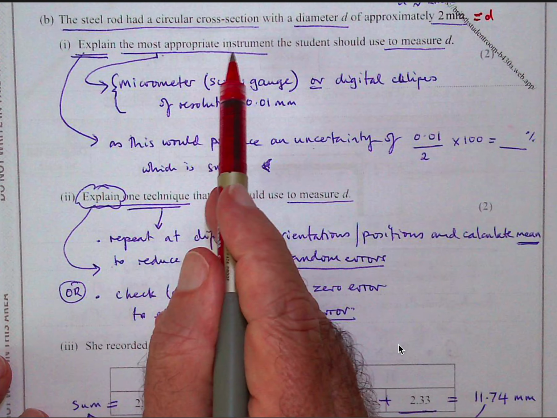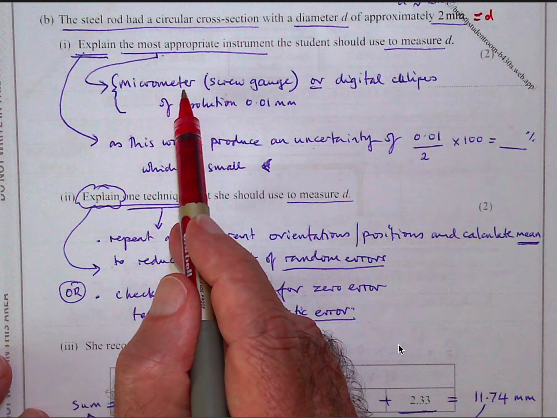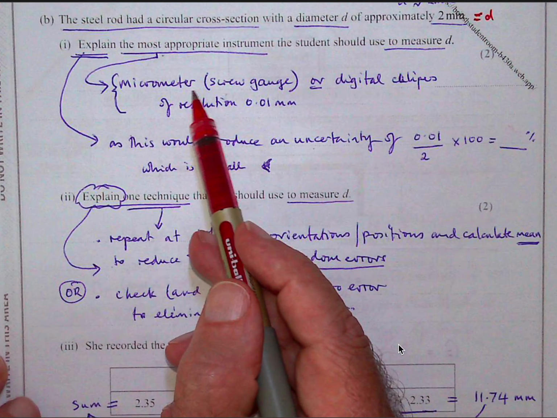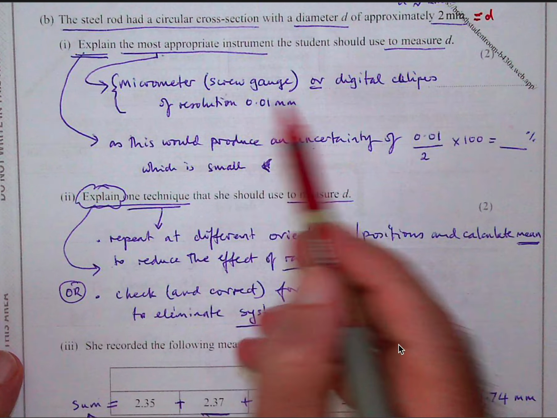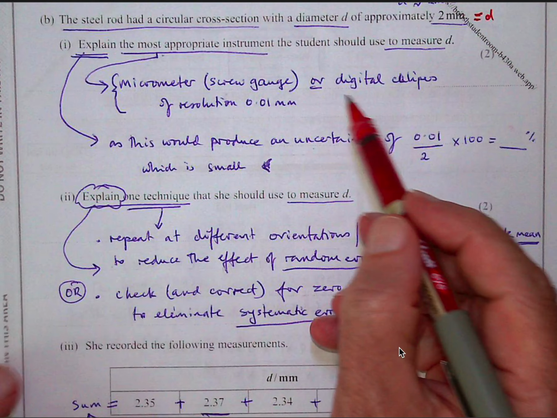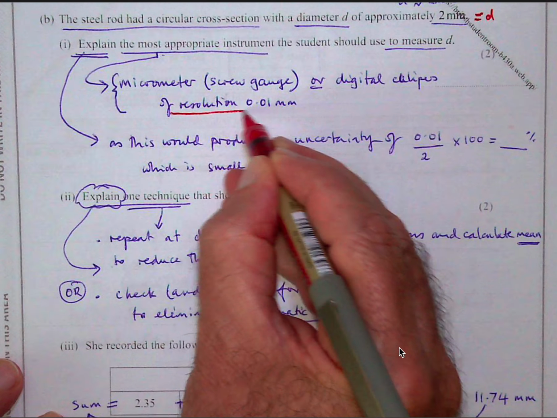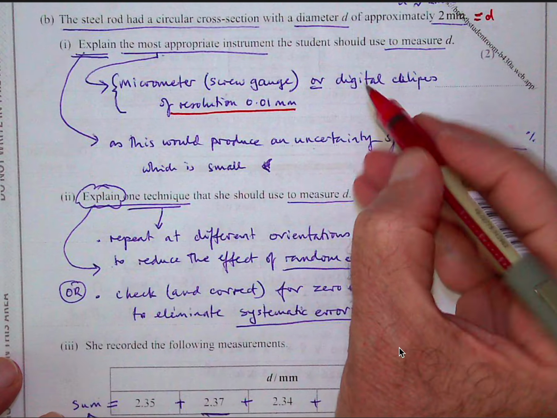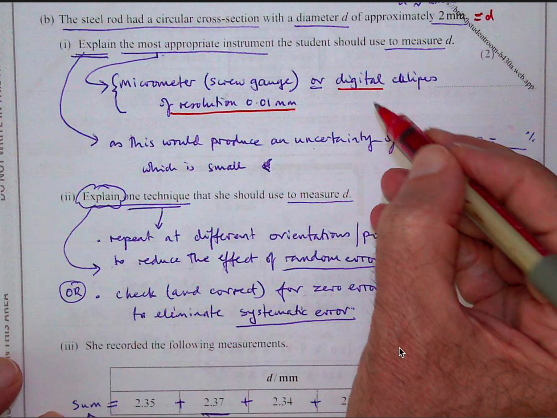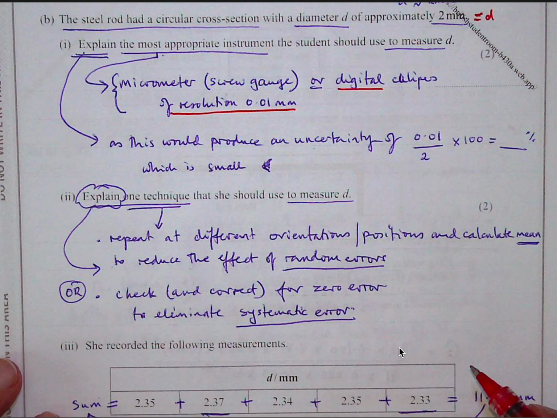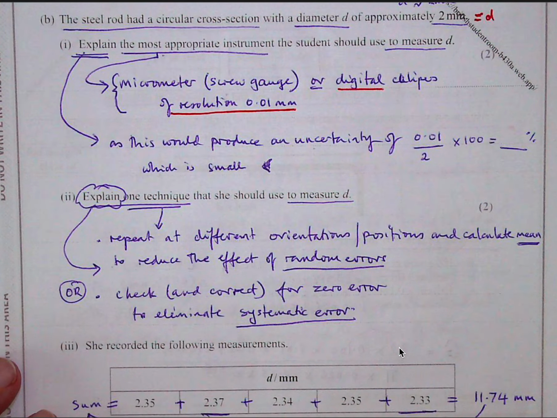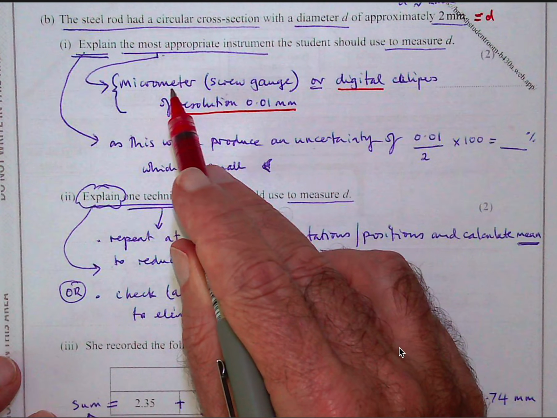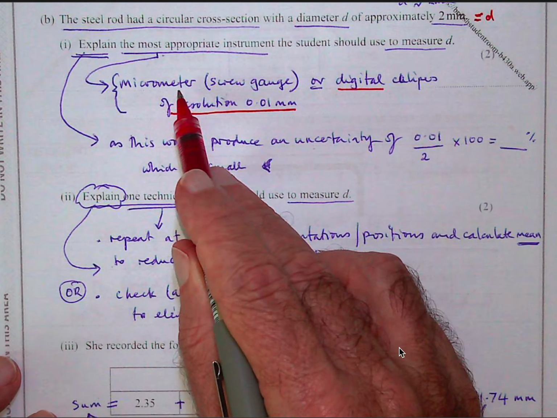So they want you to know the most appropriate instrument. Well, that's a micrometer. That's normally what you would use to measure a small cross-sectional area, which is about 2 millimeters. But you could use digital calipers now, because each one has a resolution of 0.01 millimeters. Don't get confused with digital calipers rather than vernier calipers. Vernier calipers use the old method of doing them. Now you've got digital ones, they're 10 times more accurate. So only digital ones can equal the resolution of a micrometer.